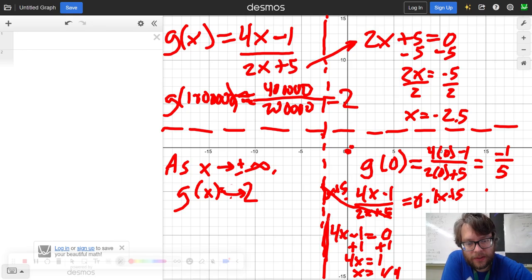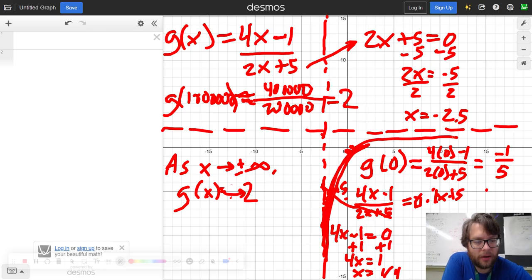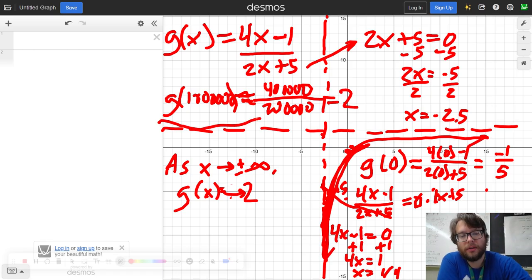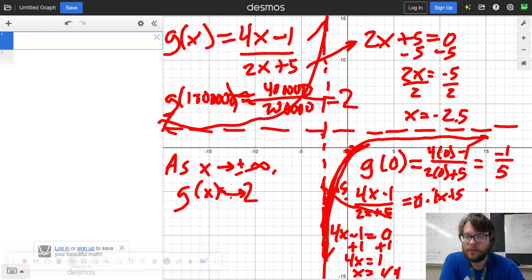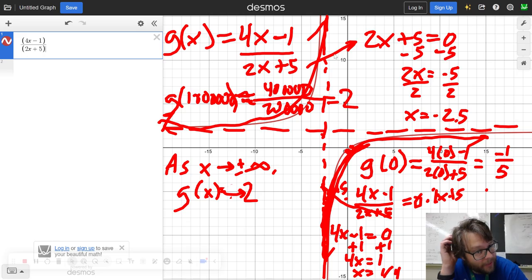So we know that this branch, oops, I missed it. This branch of the function hugs the asymptotes like this, and this branch hugs the asymptotes like that. That is not my most beautiful rational function, but that's okay, we'll survive. When you're typing it into your calculator or Desmos, just use parentheses so it gets all the correct stuff on the top and the bottom. And you can see that I was pretty darn close with the graph.